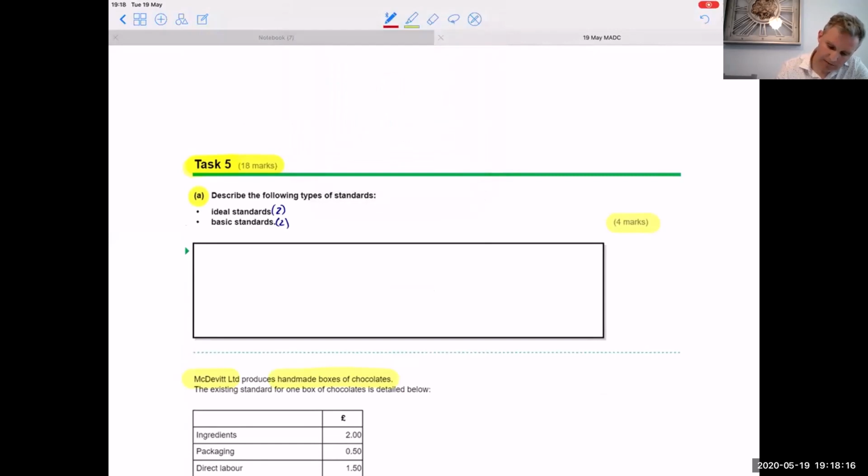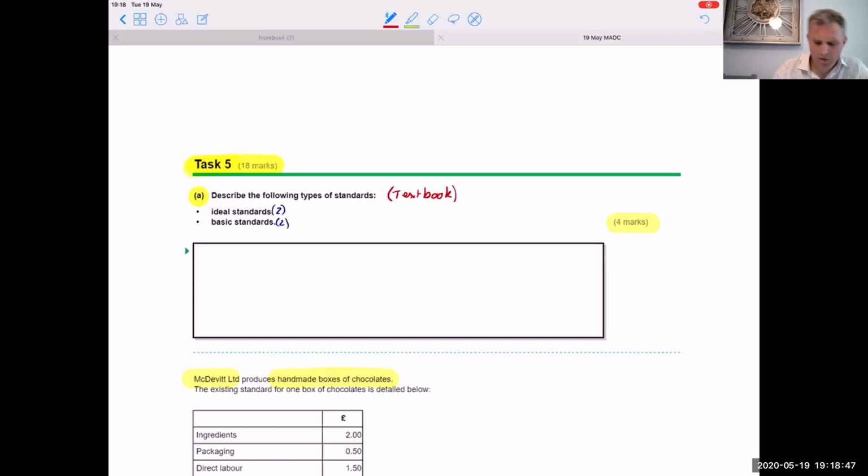So first of all, describe the following types of standard: ideal and basic standards. Okay, and then it gives us information. So this is pure textbook knowledge. Okay, so there's nothing there that requires you to apply or requires you to know about any kind of scenario. It's pure textbook knowledge. What are the following types of standard? Okay, ideal standard, basic standard.